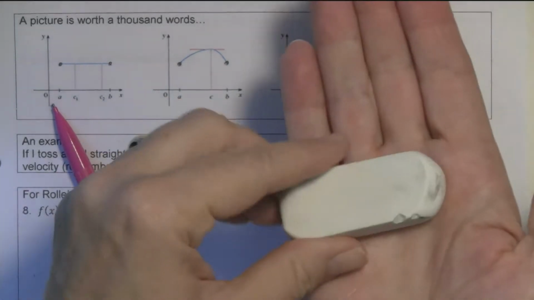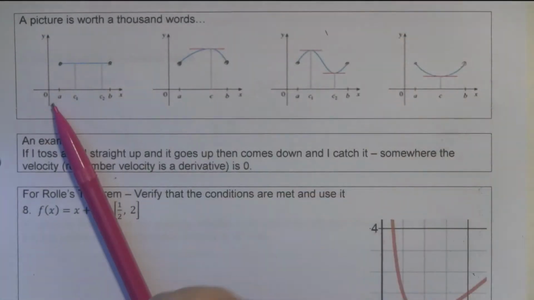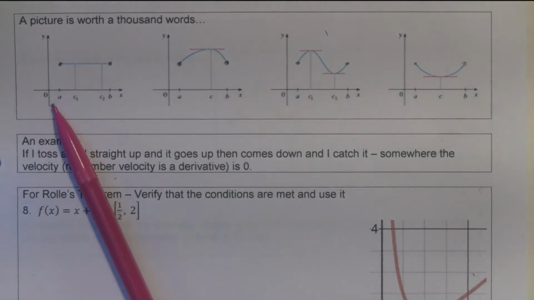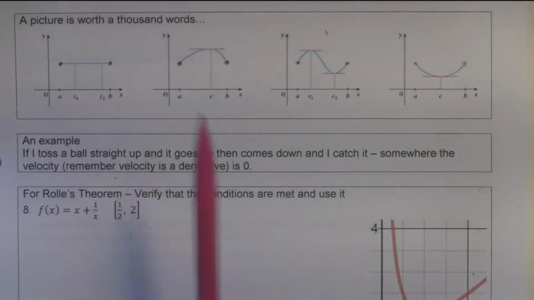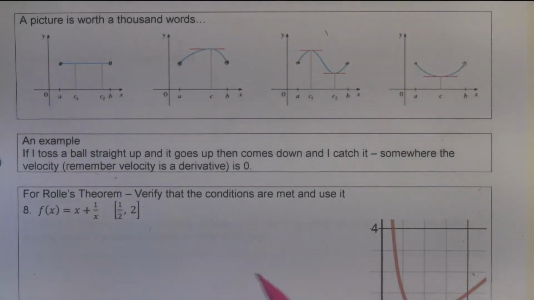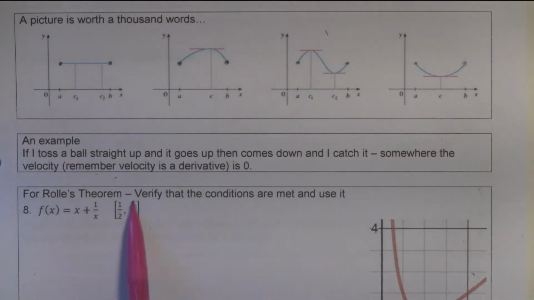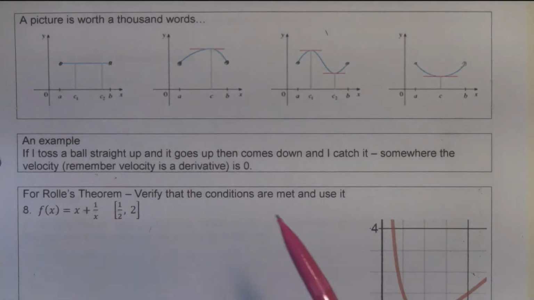And you know where the velocity is 0, right at the top. And so that's all that Rolle's theorem is saying. Okay, so it says for Rolle's theorem, verify the conditions are met and then use it.